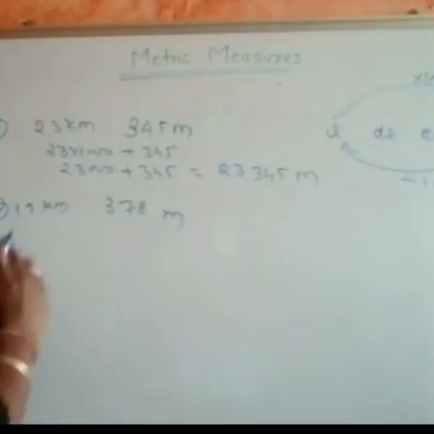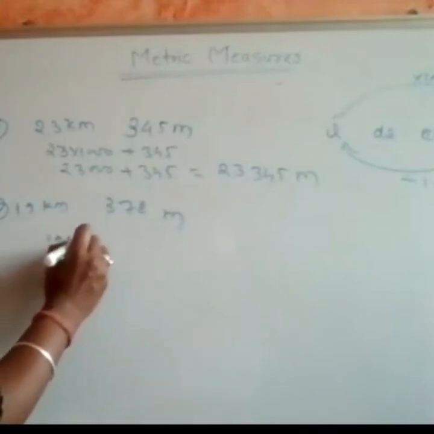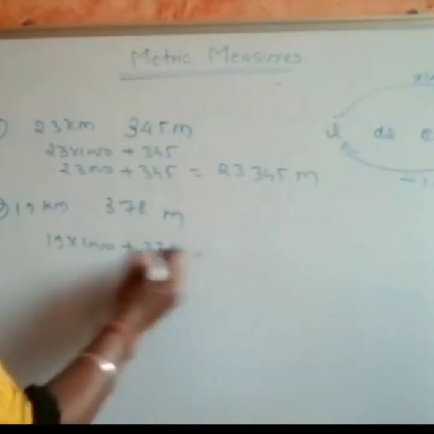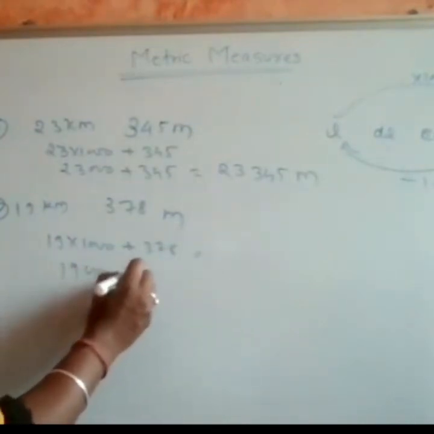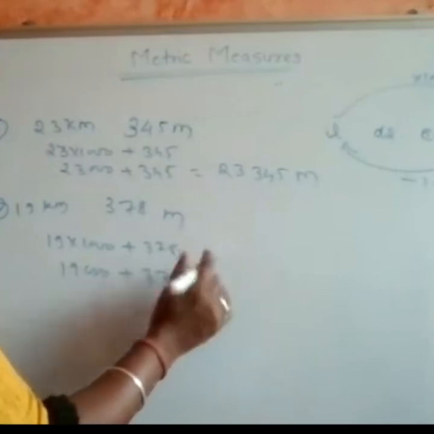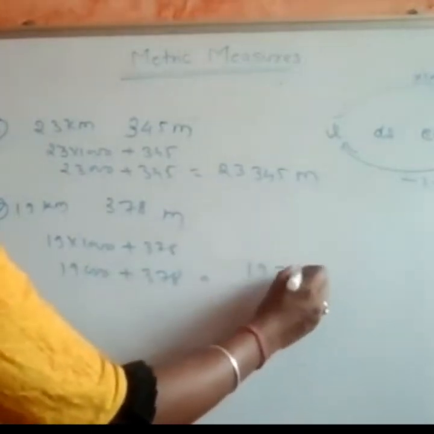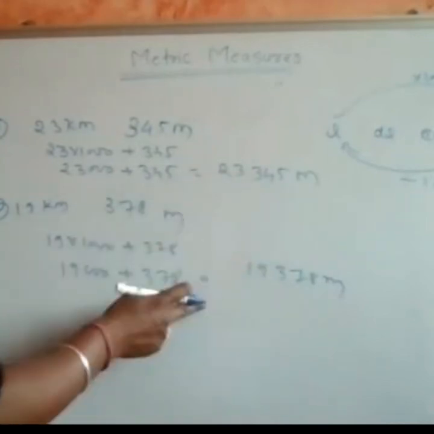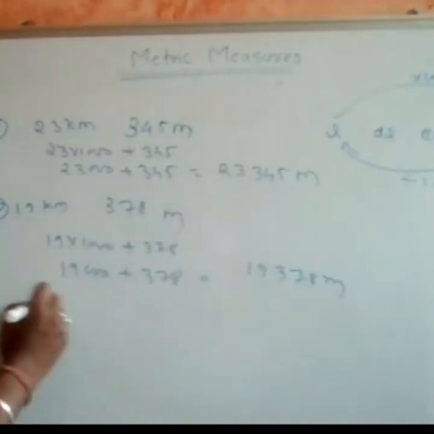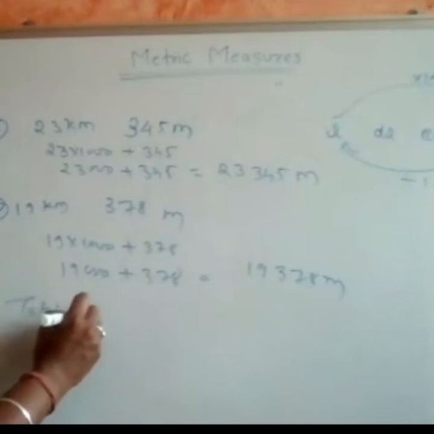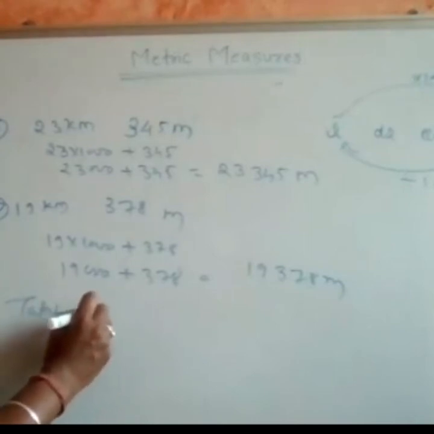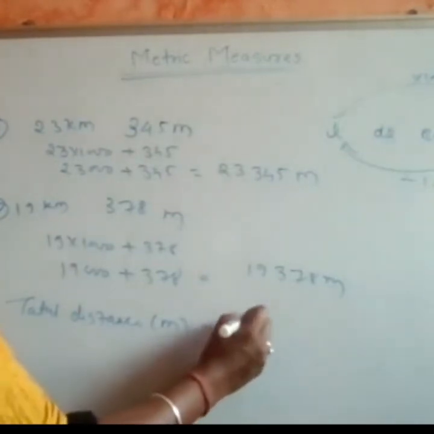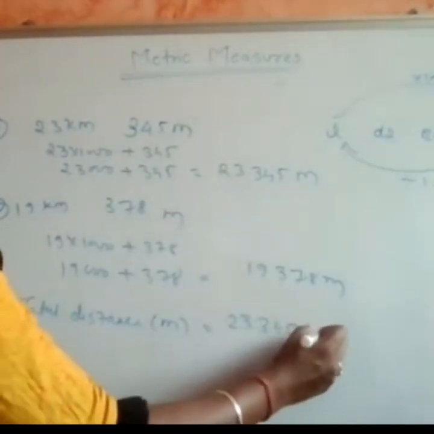Similarly, for 19 kilometer, 19 into 1000 plus 378, that is 19,000 plus 378, so I get 19,378 meter. Now we add the first day and the second day to get the total distance ran, in meter.